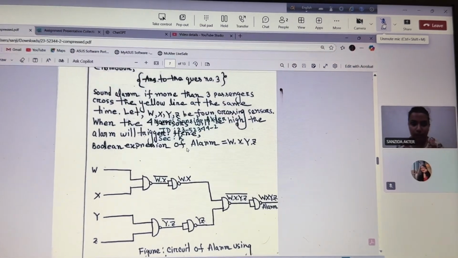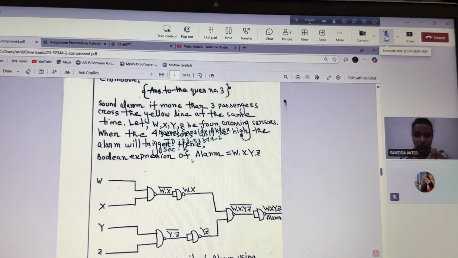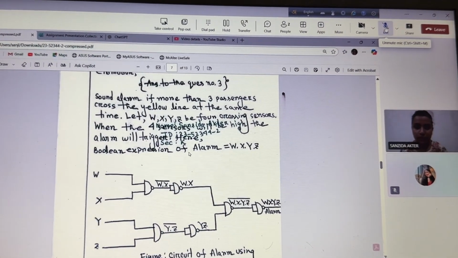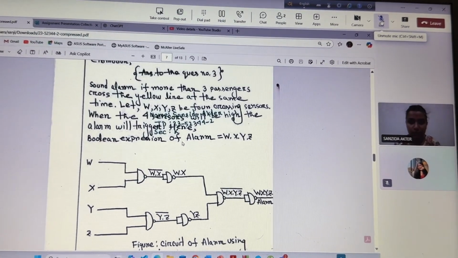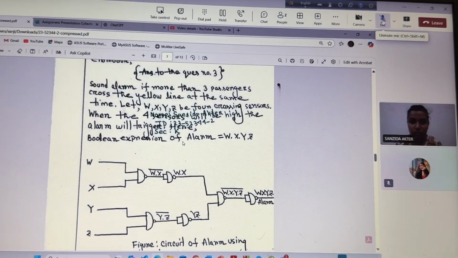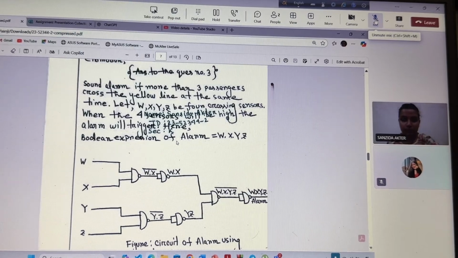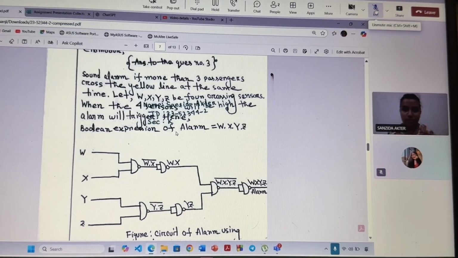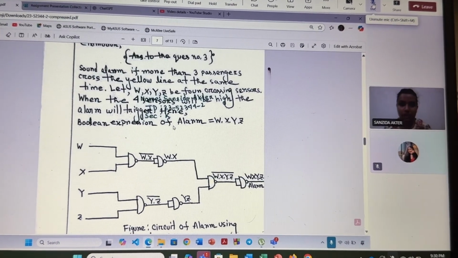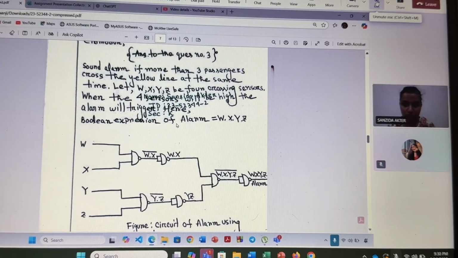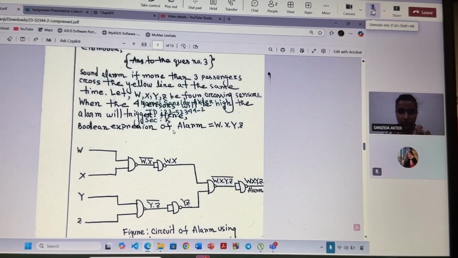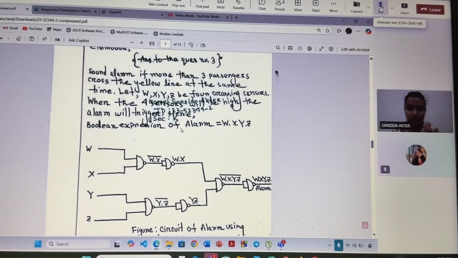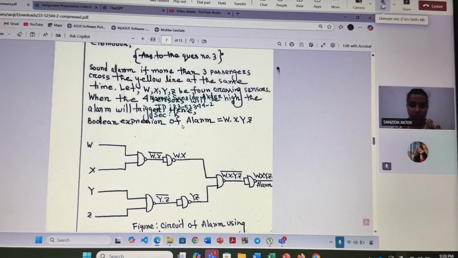Now, about question 3. It required a Boolean expression and an AND gate circuit that sounds an alarm if more than 3 passengers cross simultaneously. I labeled the 4 crossing sensors W, X, Y, and Z because the alarm must turn on only when all 4 are active at the same time. The Boolean equation is alarm = W·X·Y·Z.